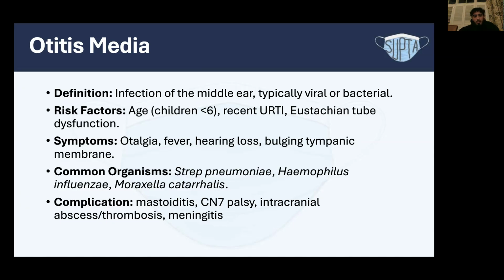We can also get the classic things like an abscess. And then the one that we're really worried about is meningitis, okay? We're always worried about ear infections progressing to becoming meningitis.